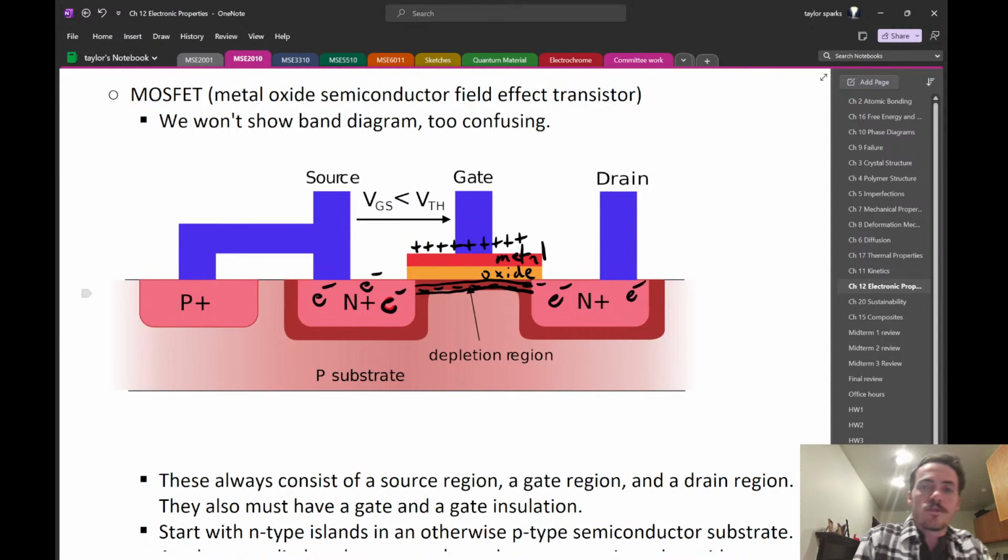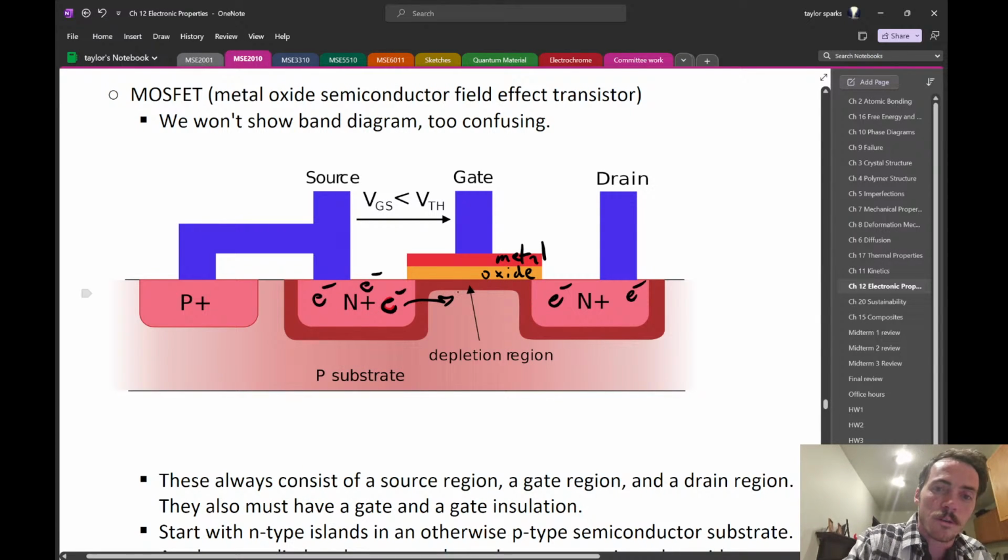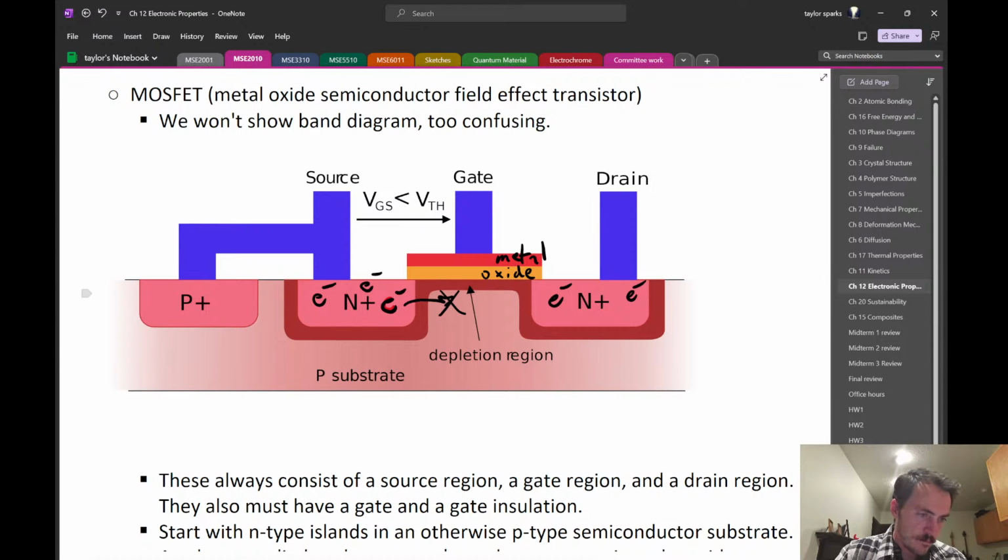When you remove the voltage from the gate, then all these positives and all these negatives disappear, and it goes back to being when an electron tries to travel across here, you just get recombination, and it's not allowed. So that is, I don't know if that was a caveman explanation, but that was my best attempt.